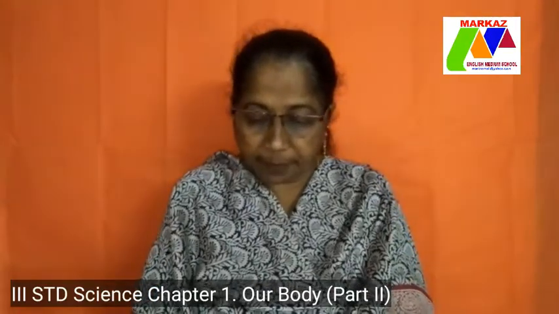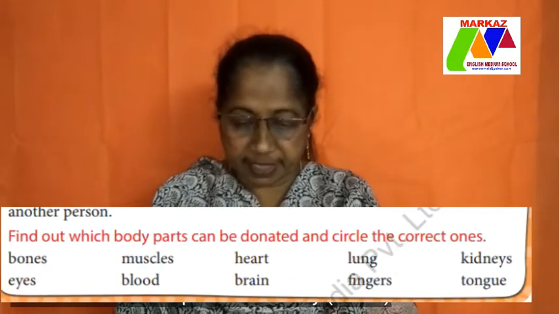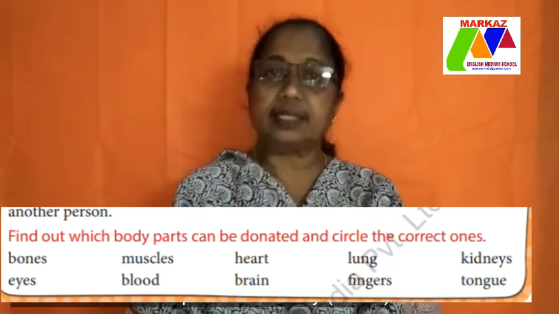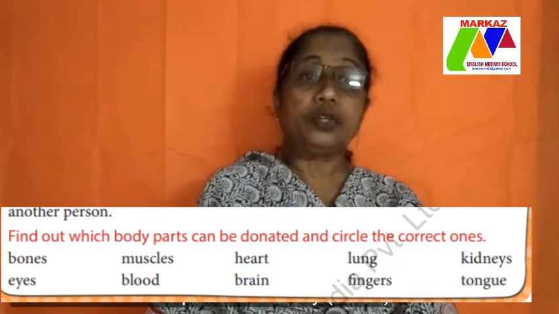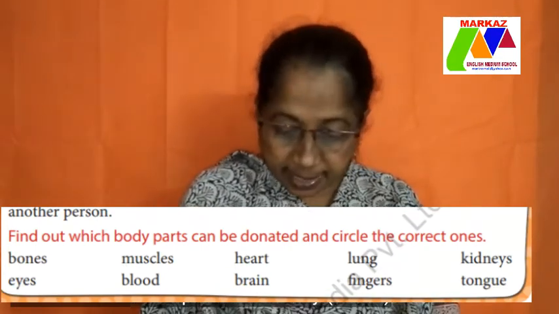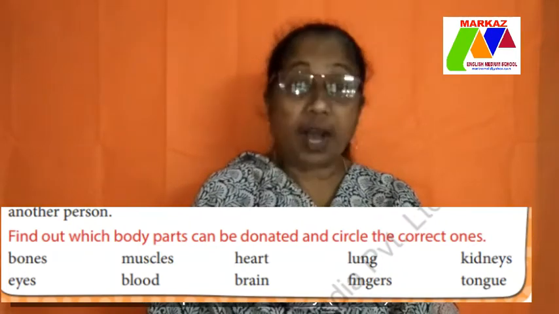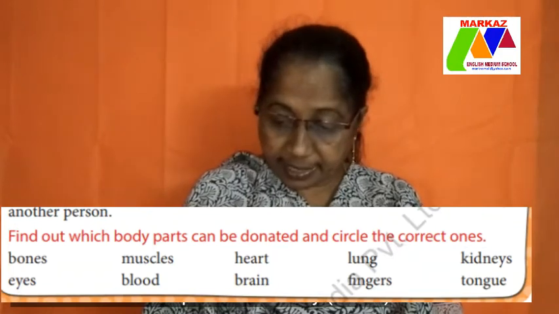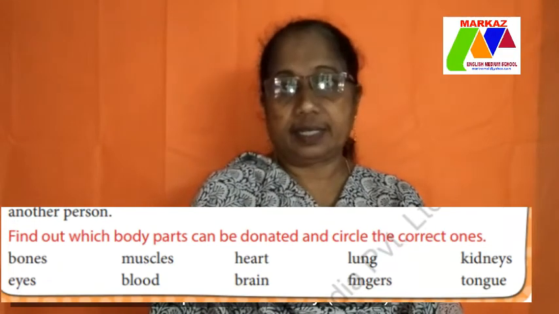Next one, values for life. Sometimes the organs of a person get damaged badly due to illness or injury. Then such organs need to be replaced by new ones which can be donated by another person. Find out which body parts can be donated and circle the correct ones. Now you can donate your eyes, so circle eyes. You can donate your heart, circle heart. You can donate your kidneys, circle kidneys.